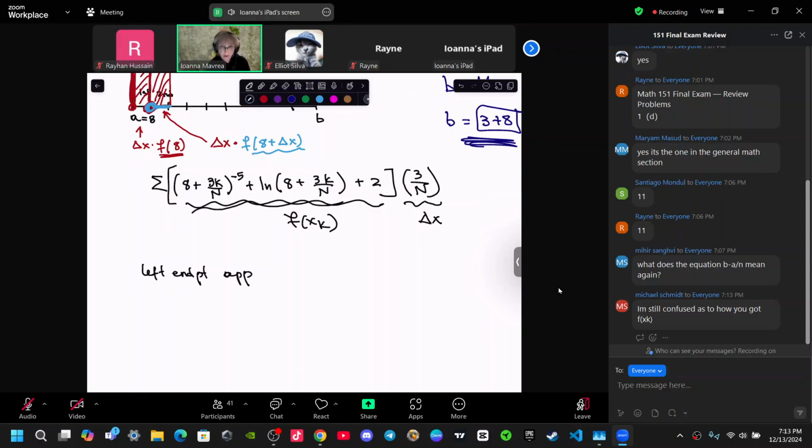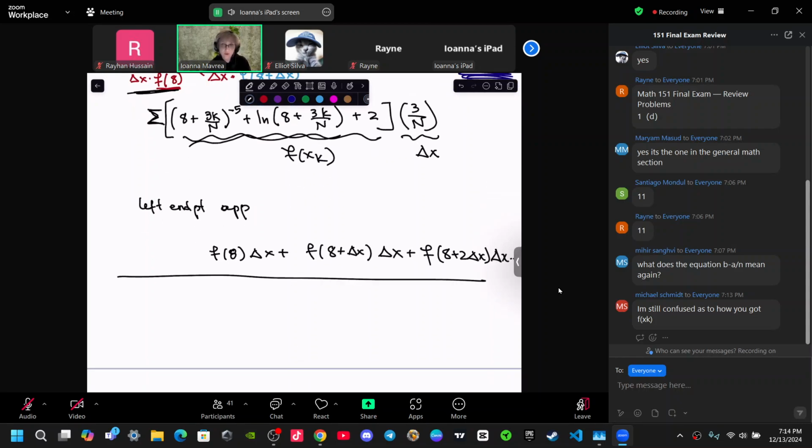this stuff here, when I open up the sum, the first term would look like f of 8 times delta x. Second term, f of 8 plus an interval times delta x. And the next one's going to be f of 8 plus 2 of these times delta x, and so on.